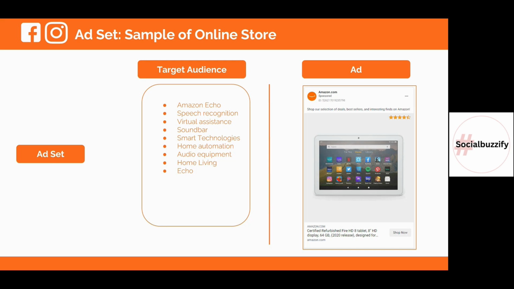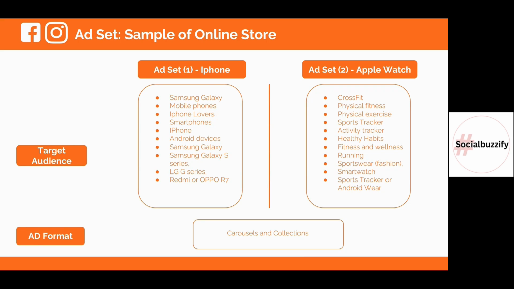Okay, now let me give you another example. If you see here, I have put a sample of ad sets for a campaign. Here you can see two different ad sets for each target audience along with the ad formats. In ad set 1, I have listed a few of the audiences such as Samsung Galaxy, mobile phones, iPhone lovers, smartphones, iPhone, Android services. So this kind of audience would be interested in our product, that is iPhone.